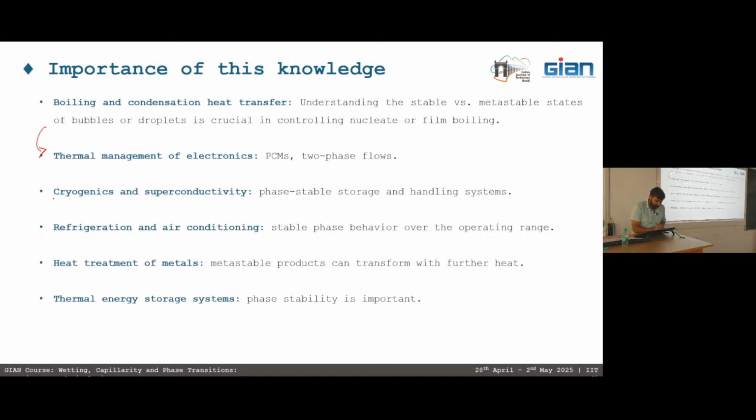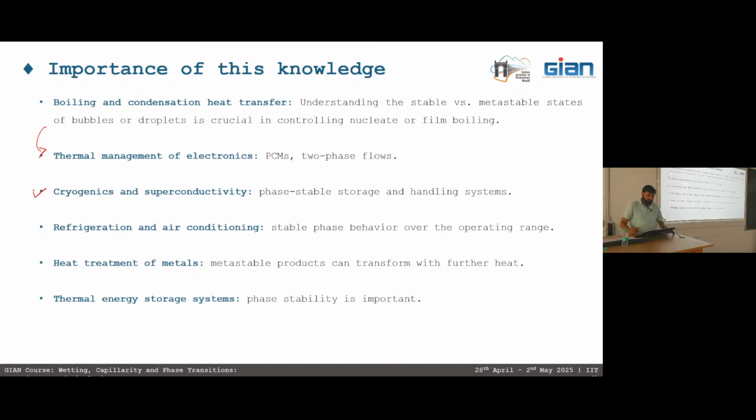In low temperature physics like cryogenics and superconductivity, here we need to see whether the states are stable at certain lower temperatures. That also can be known from this knowledge. In refrigeration and air conditioning as well, we have applications because it is desirable that stable phase behavior is observed over the entire operating range. So if we have an idea at what point metastable states exist, then we can make sure that our system doesn't leave the stable state operation at that period.